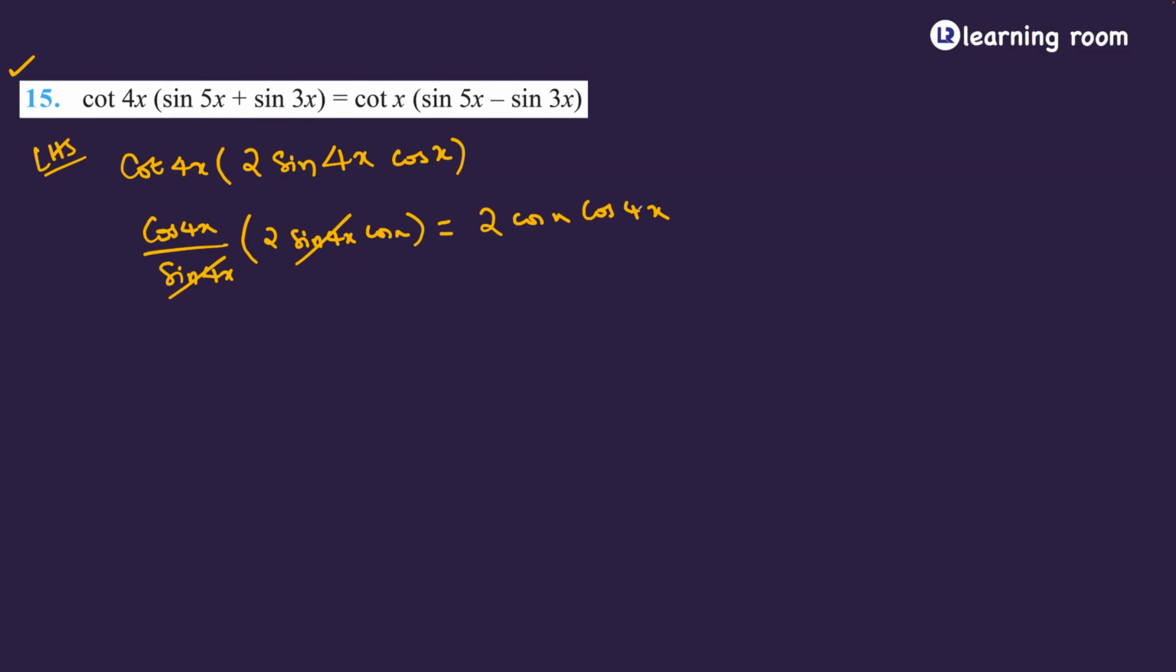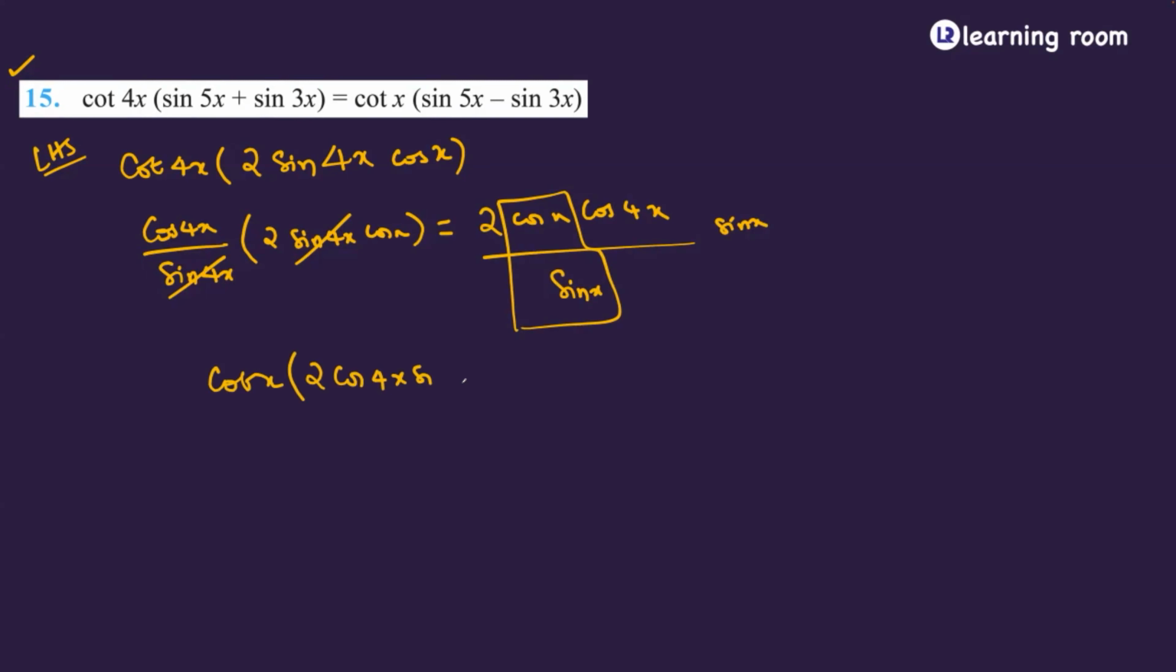Now the question is, if I observe the right hand side, I need a cot x. So for me to get a cot, the first thing that I need to think of is divide it with sin and multiply it with sin. When I do that, I get cot x from here. So I'll take that cot x outside, but what I'm left with is 2 cos 4x sin x. Listen to this again.